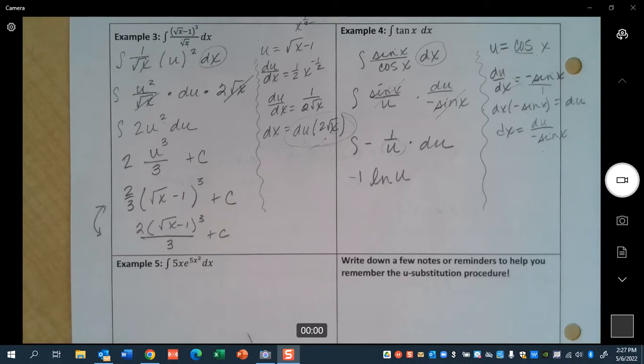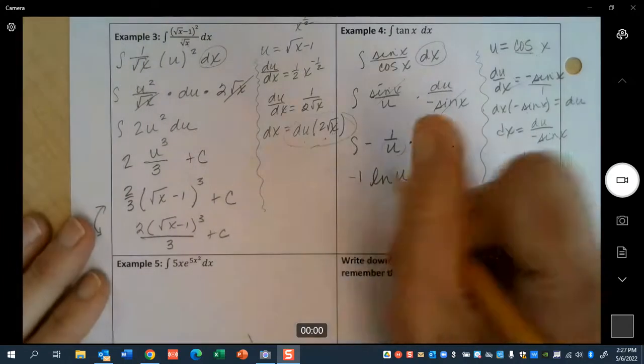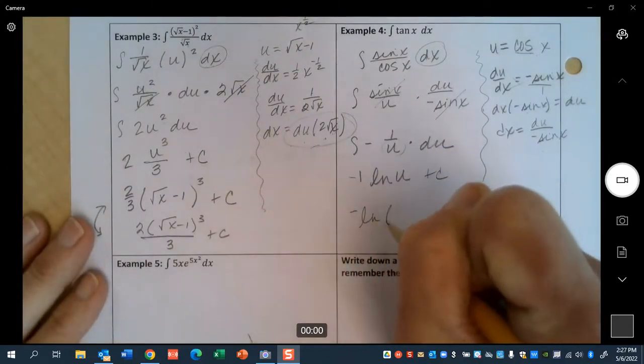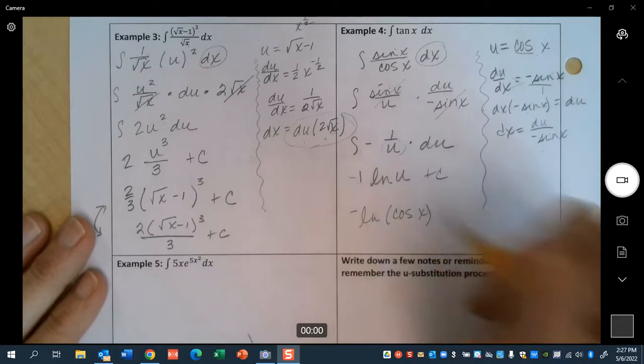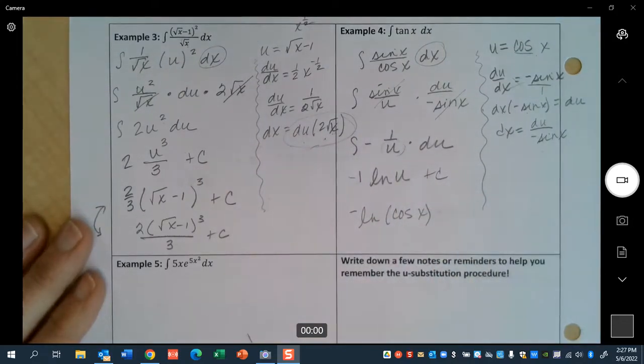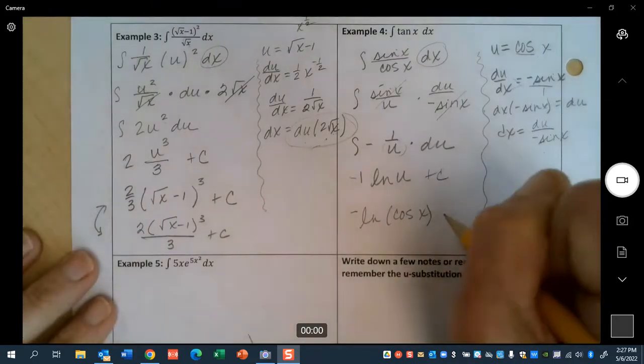If you look back at the derivative of the natural log of x, you end up with 1 over x. So now we have, anytime I have something to the negative first power or 1 over that, that derivative is the natural log. So the opposite of the natural log plus c. So then I can have the opposite of the natural log of the cosine of x plus c.